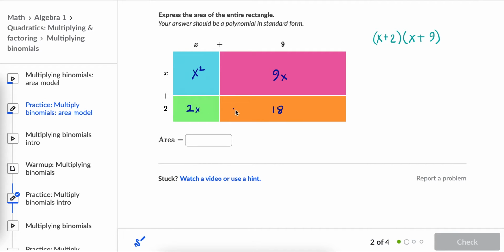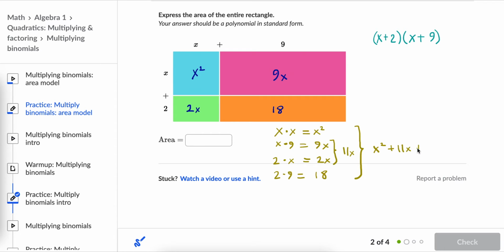So all of these we can combine together. Let me rewrite each of these out. We have our x times x, which is x squared. We've got our x times 9, which is 9x. We've got our 2 times x, which is 2x. And we've got our 2 times 9, which is 18. These are our four different multiplications in here. We can combine these two like terms, which gives us 11x. And then we can express all of this as a trinomial, x squared plus 11x plus 18. So that's looking at it from the area model standpoint.